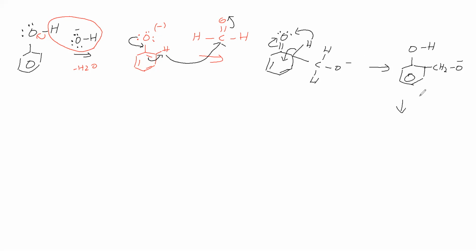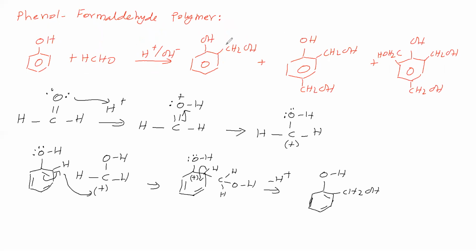This O minus takes H plus from water. Therefore, we will get so and so compound. In this way only, this compound and this compound we are getting. So when phenol is reacting with formaldehyde in the presence of acidic medium or basic medium, we are getting these 3 compounds. Next we will see.